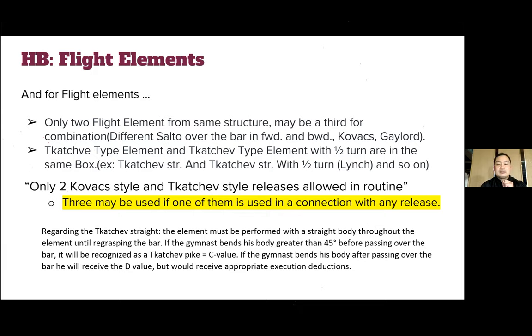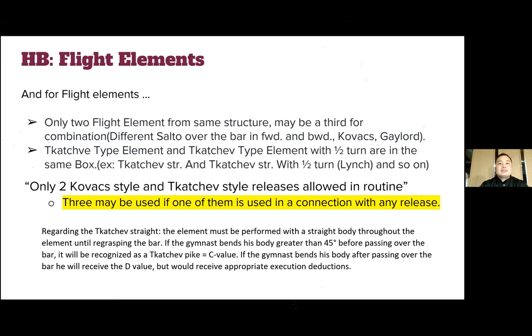But some special case regarding the Dugachev straights, the element must be performed with a straight body throughout the element until regrasping the bar. If gymnast bent his body greater than 45 before passing over the bar, it will be recognized as a Dugachev pike. Before passing over the bar 45 degree, this is the C value, no D value. So if gymnast bent his body after passing over the bar, he will receive the D value and then take some execution deduction for this.